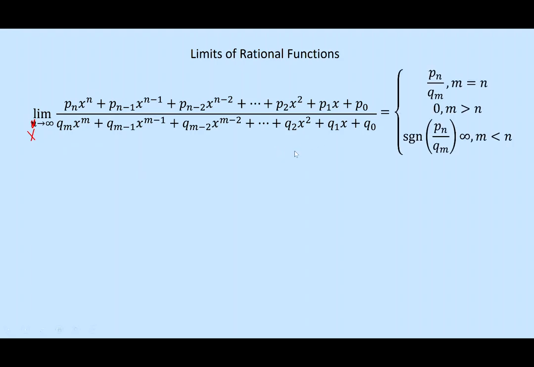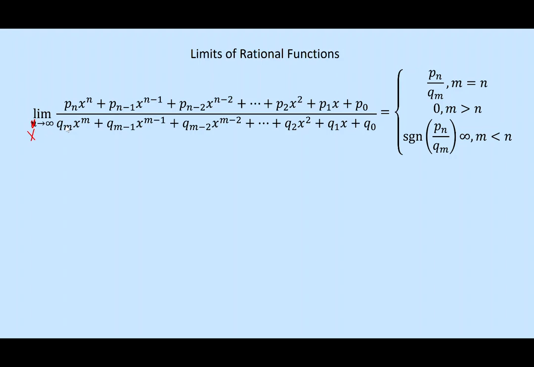It depends on what the degrees of the top and the bottom polynomial are. If they have the same degree, m equals n, then the limit is equal to the ratio of the leading coefficients. Meaning the highest power is n on the top, its coefficient is p sub n. And the highest in the bottom is q sub m. Right? So p sub n over q sub m is the limit as x approaches infinity.